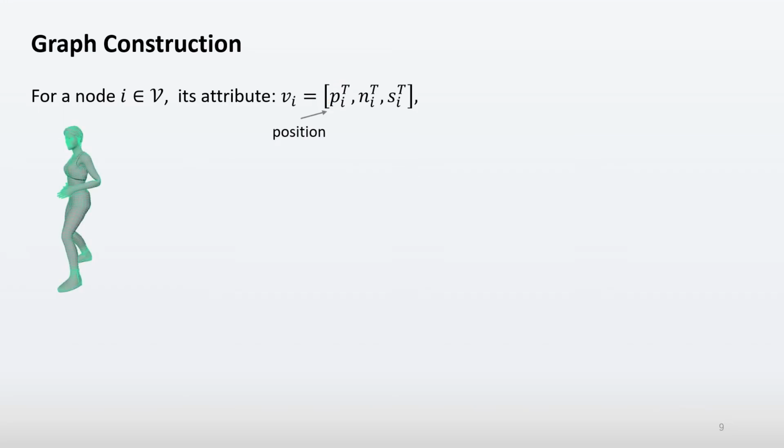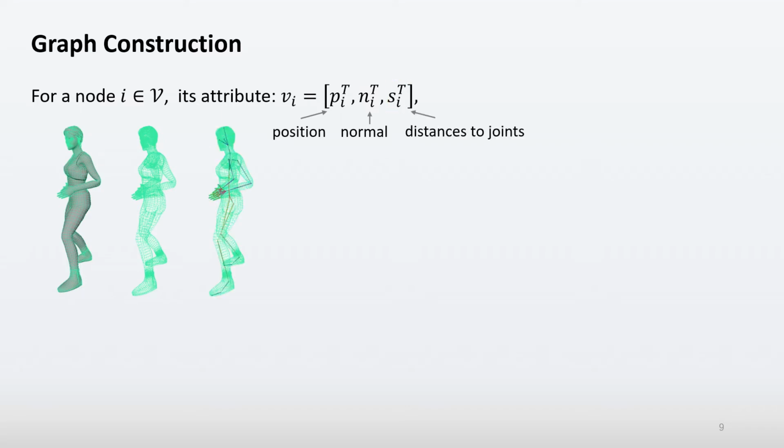We next assign attributes to graph nodes. For one node, its attribute vector can be defined as Vi with 3 elements. Pi is the vertex position, Ni is the normal of the vertex, and Si is the distance vector to all skeleton joints. In this way, Vi contains both the mesh geometry information of the corresponding mesh vertex and the relative position to the skeleton. In total, the dimension of Vi is 6 plus the number of joints j.